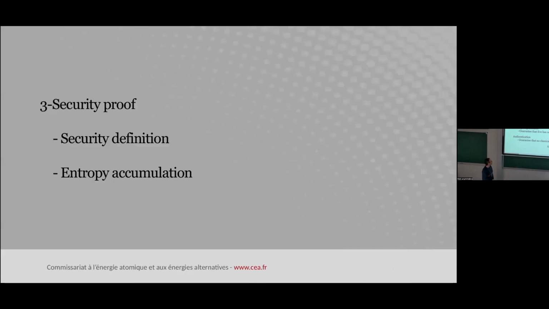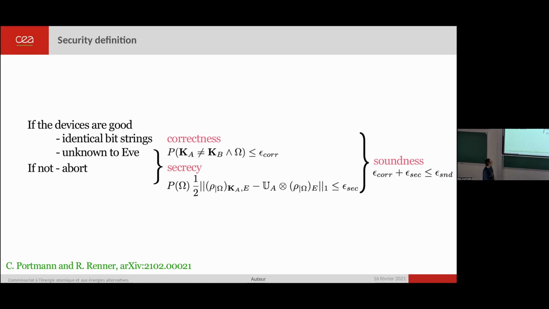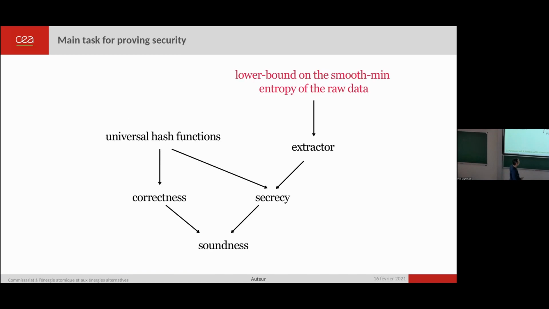So maybe just very briefly, the final security of the protocol will have several components. We want the keys to be identical, which we call correctness, and we also want the key to be unknown to the adversary, which we call secrecy. This can be parameterized by a single parameter, which we call the soundness. The soundness depends on the correctness and secrecy, and in practice we'll have some hash functions that play a role here, and we'll have the extractor as well.